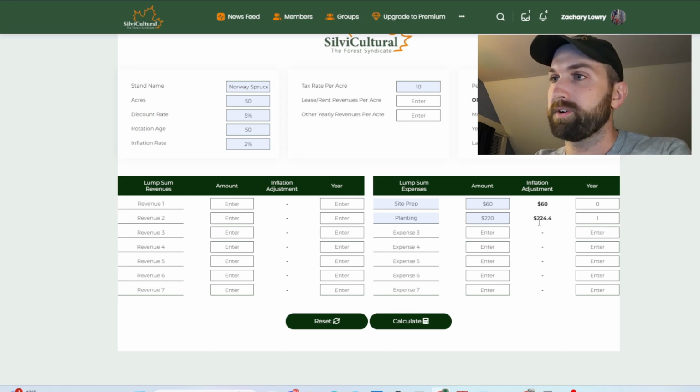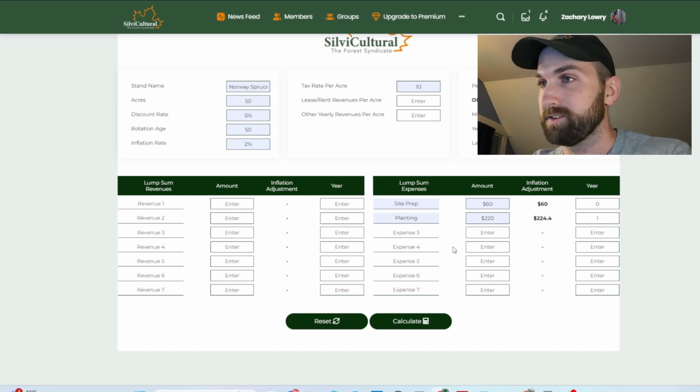And you can see that it's already starting to do some inflation adjustment based on the year. So the inflation adjustment just in 1 year is 224, whereas I put in 220. So that's how this calculator works.